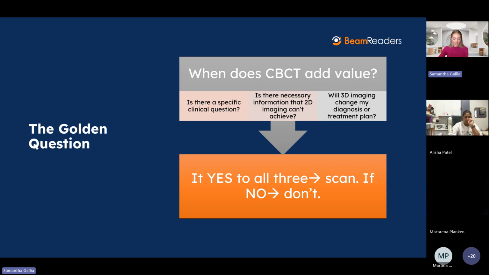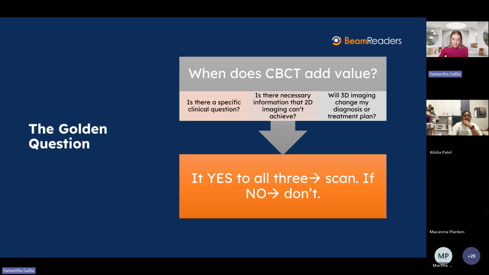So the three minor questions that I ask are, A, is there a specific clinical question that I'm looking to answer with this 3D image? B, is there necessary information that 2D imaging can't achieve? Because if I can get something from 2D imaging, I want to do that. It's less radiation for the patient. And then lastly, C, will 3D imaging change my diagnosis or treatment plan?